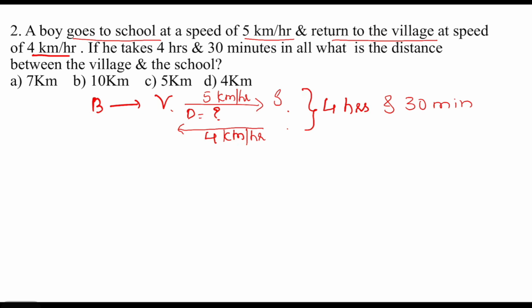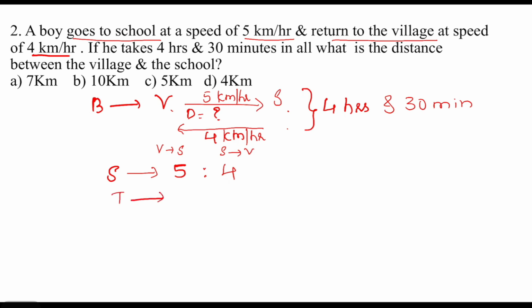Now, distance is constant. So, speed from village to school is 5 km and school to village is 4 km. So, I can say it is 5:4. Speed is 5:4. This is from village to school and this is from school to village. The ratio between that is 5 km and 4 km. So I will directly take it as ratio 5:4. So speed ratio is 5:4.